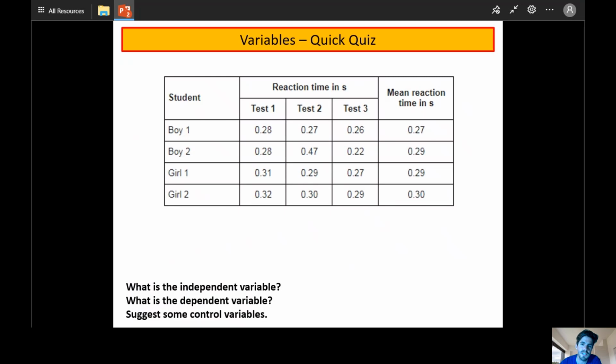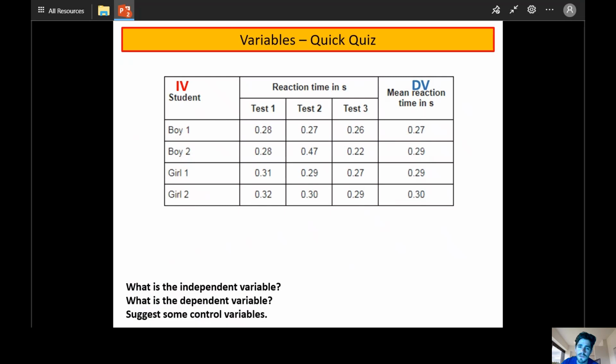This is a reaction time test. We've got different people. We're directly measuring the reaction times, and then we're working out the mean. So really, our dependent variable is the mean reaction time, and what I'm changing is a different student each time. Those will be categoric variables, boy 1, boy 2, girl 1, girl 2. Those are completely different people. If we were to plot this, it would be a bar chart because they're different people.